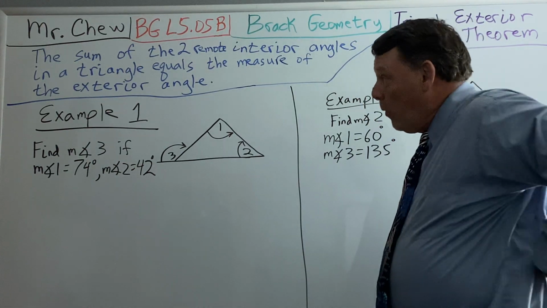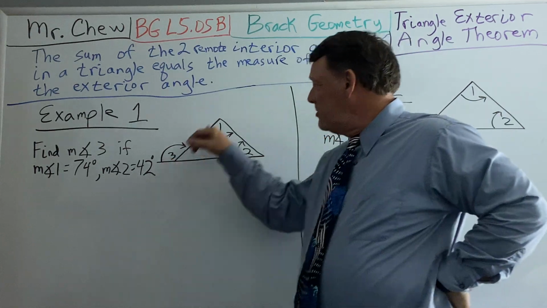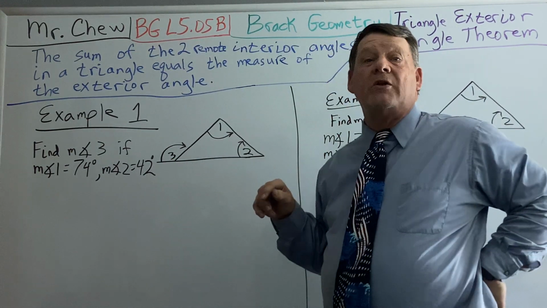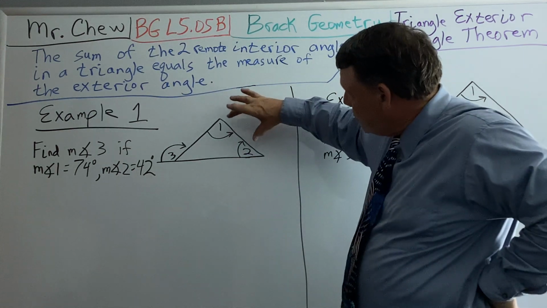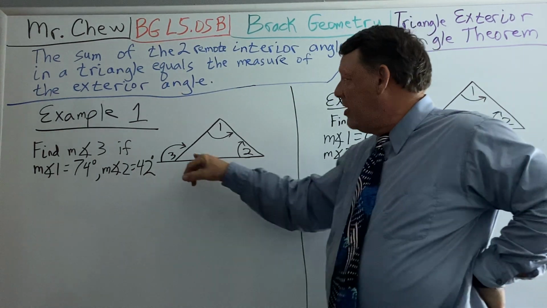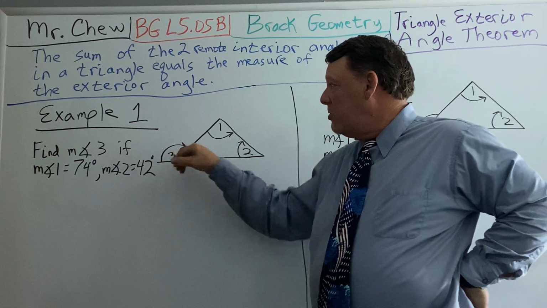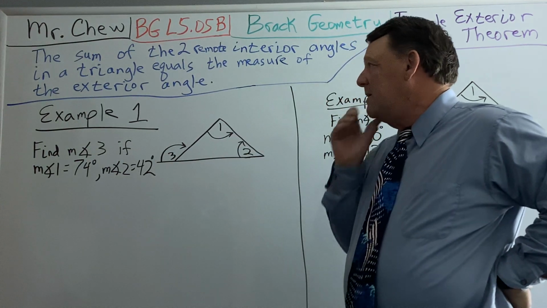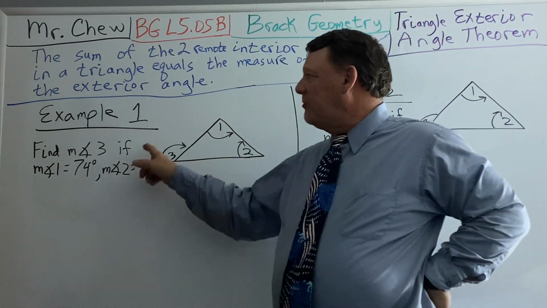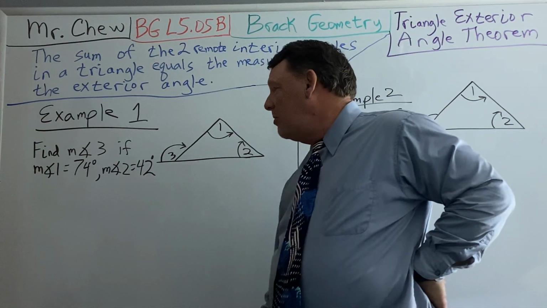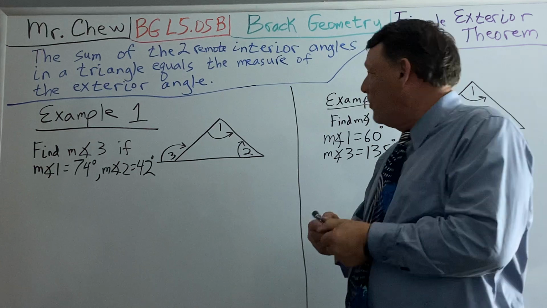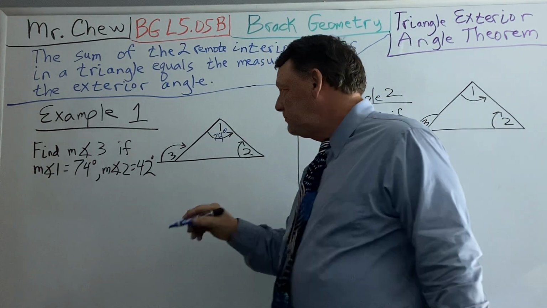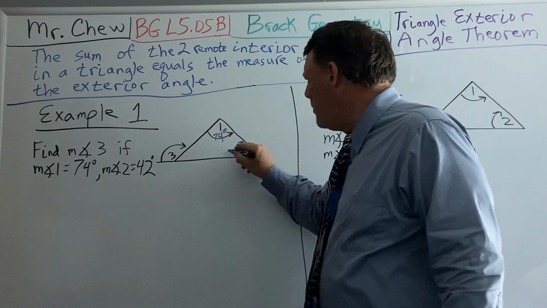So, in example 1, here is a triangle. Angle 1 and 2 are called remote interior angles. So the two interior angles that are not supplementary to an exterior angle are called remote interior angles. It says find the measure of angle 3 if the measure of angle 1 is 74. So I'm going to write it in. This one is 74 degrees, and the measure of angle 2 is 42 degrees.